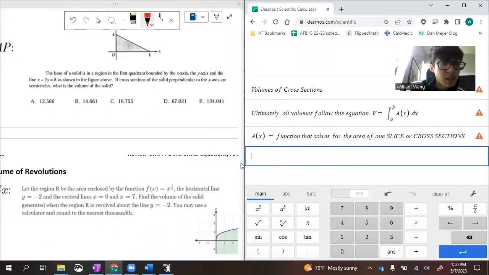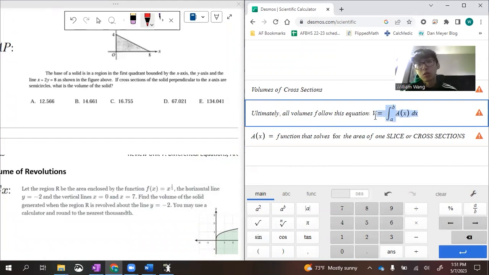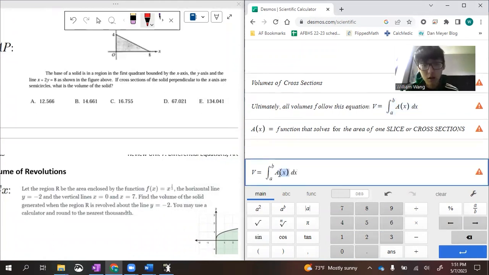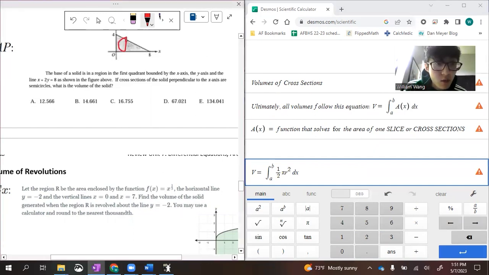Okay, next question. The base of a solid is a region in the first quadrant bounded by the x-axis, the y-axis, and the line x plus 2y equals 8, as shown in the figure above. If the cross sections perpendicular to the x-axis are semicircles, what is the volume of the solid? I like this problem because they use a harder equation for my area. The area of a semicircle is 1/2 pi r squared. Each one of these is a semicircle. And what is the equation for my r in this case? Be careful, because my equation for r is the upper minus lower.